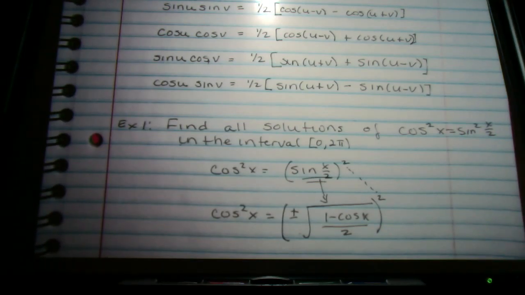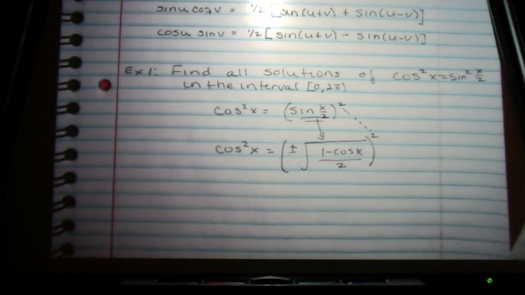Why is it no longer positive? I don't know if it was positive or negative. What do you guys do next? You take away the plus or minus, and you take off the square root. Okay, so do that.